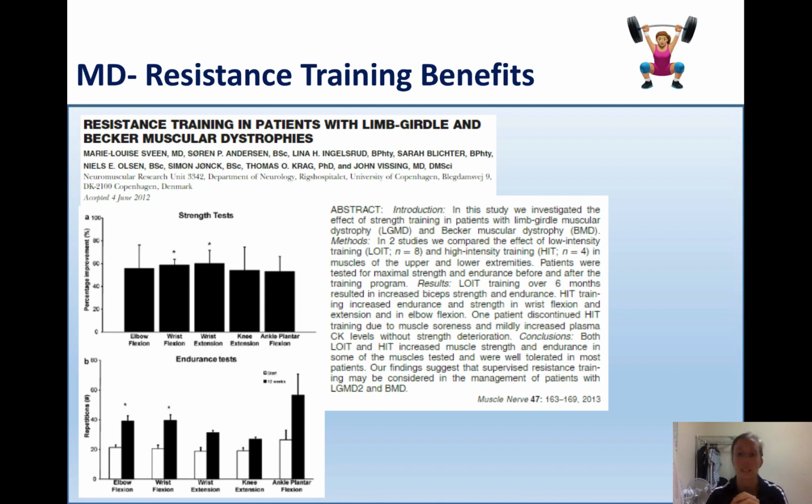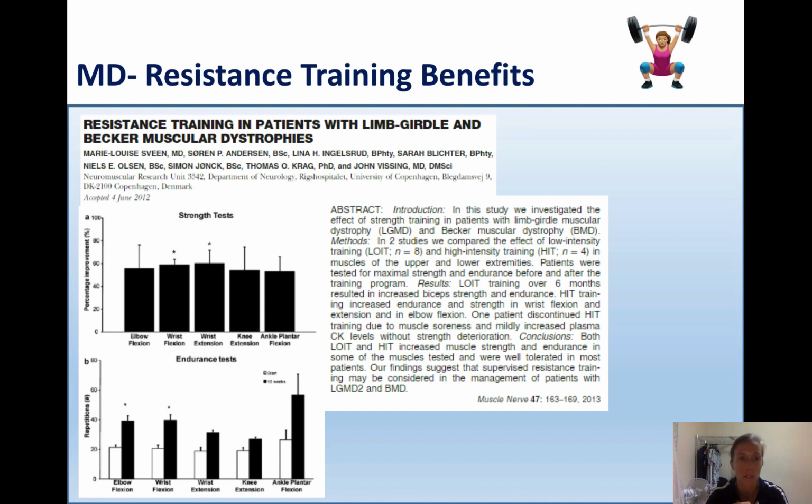The findings suggest that supervised resistance training may be considered in the management of patients with both limb-girdle and Becker's MD. Obviously, higher intensity training was tested within that research and medical environment, which, as we said, goes against official guidelines at present for people in practice. And there were signs in one patient that maybe it was inappropriate, but interesting to see.